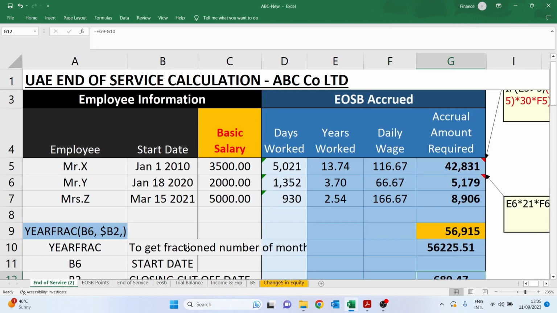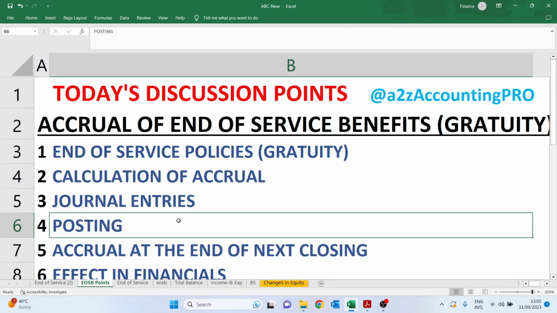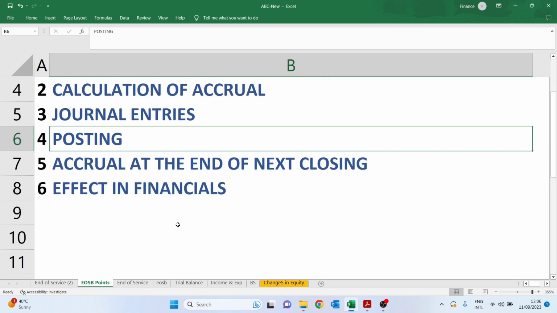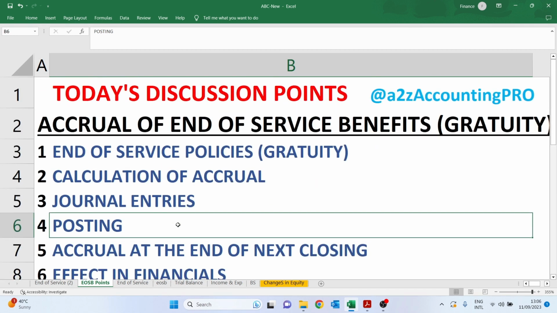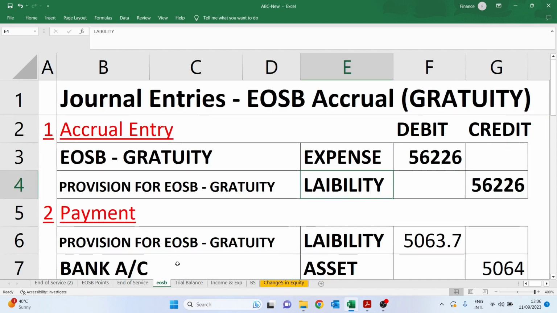Okay, friends. So this is all about end of service calculation and booking in the financials. As I told you, this will change based on each and every country's law. So we need to prepare the calculation based on the concerned law.